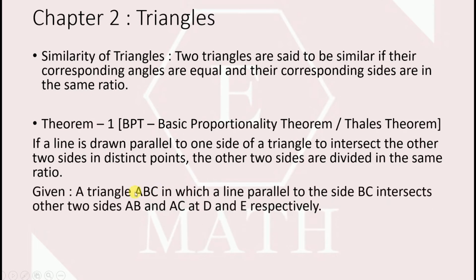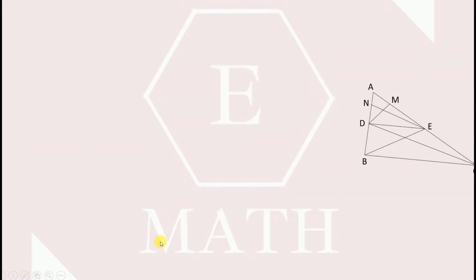So what is given in the theorem is just a triangle ABC in which a line parallel to the side BC intersects the other two sides AB and AC at D and E respectively. Okay, and we need to prove that AD by DB will be equal to AE by EC according to this particular diagram. Okay, now there is a construction here.